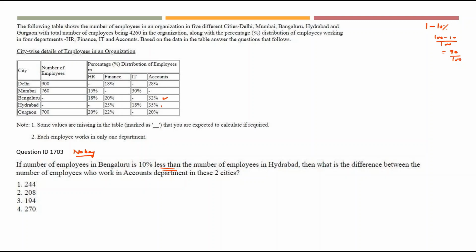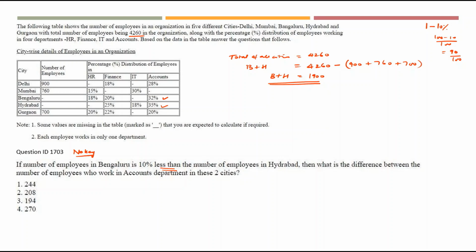So the percentage of accounts is given in Bangalore as well as in Hyderabad. The only thing we need to find here is the total number of employees in both the cities. Total employees of all 5 cities is equal to 4260. Bangalore plus Hyderabad will have 4260 minus 900 from Delhi, 760 from Mumbai and 700 from Gurgaon. So this will give a count of 1900. Now we will take the 10% less than criteria here.